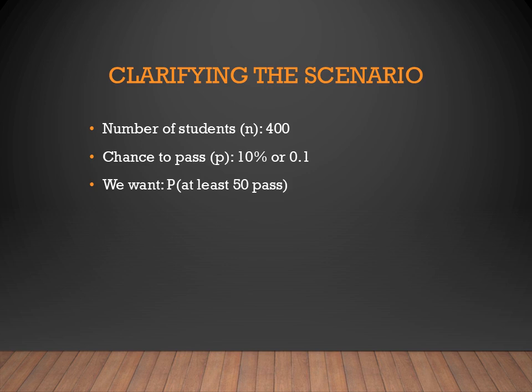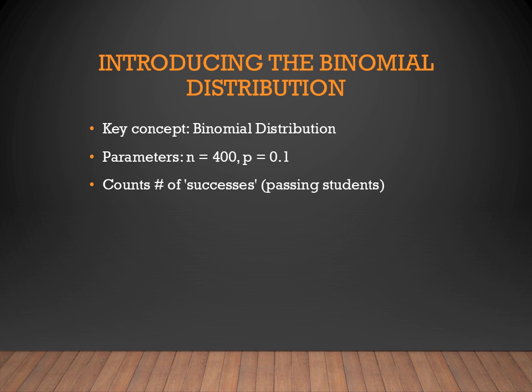This kind of setup points us straight to a specific statistical model. The mathematical concept that fits this problem is called the binomial distribution. The binomial distribution models the number of successes in a fixed number of independent trials, where each trial has the same probability of success. In this case, n is 400, the number of students, and p is 0.1, the chance for each student to pass. The random variable X will denote the number of students who pass. The binomial will help us calculate the probability of getting at least 50 passing students out of 400.